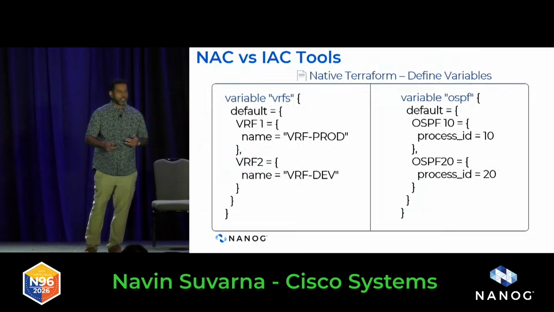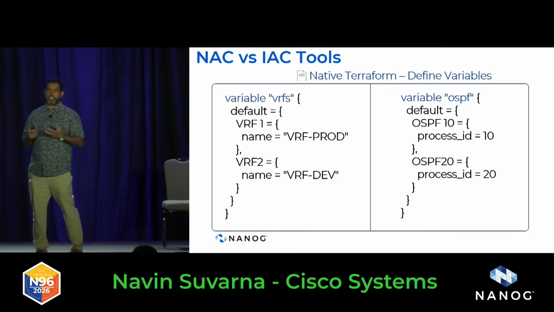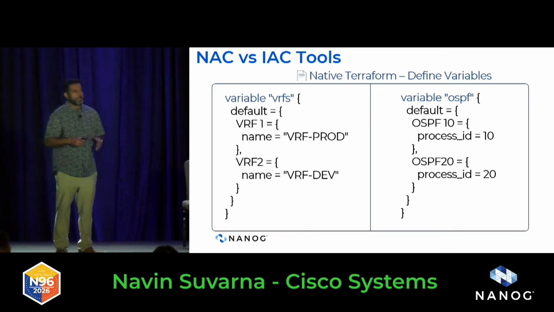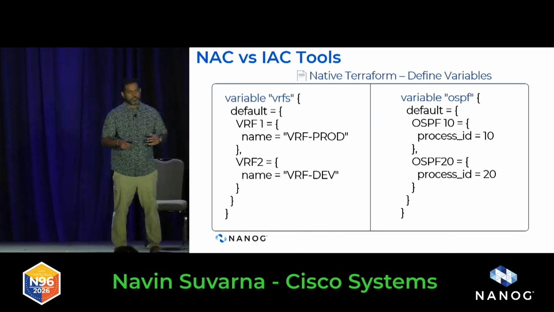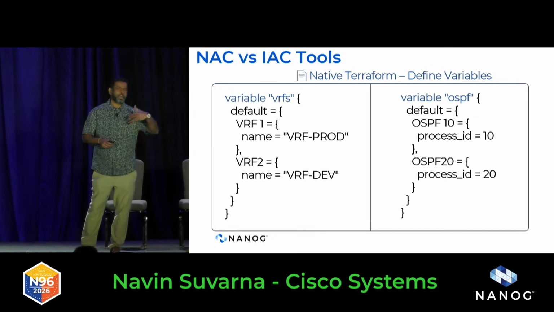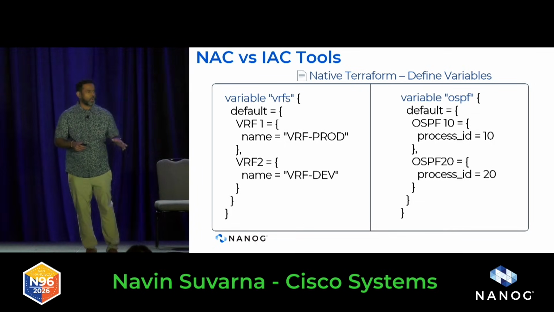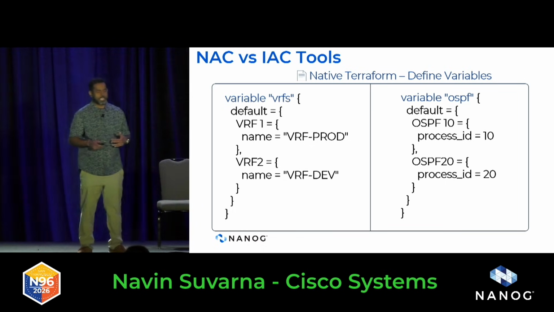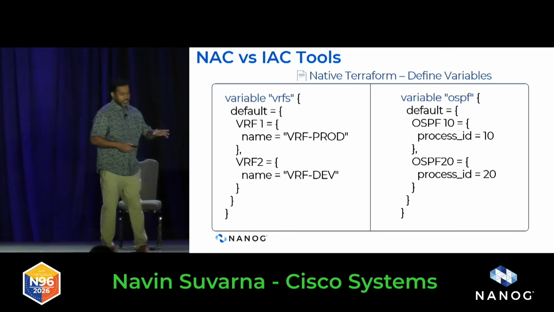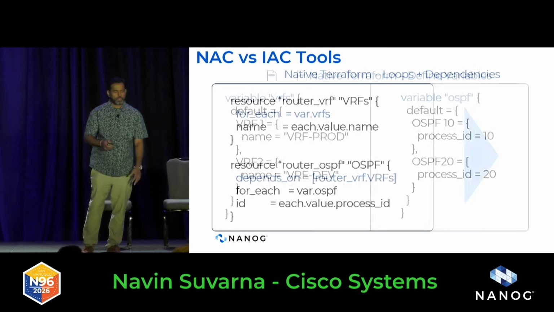Now, if I were to use Terraform natively, I would have to understand how to define my variables. In this case, I'm defining a variable for VRF and a variable for OSPF, because I have multiple instances of VRF or multiple OSPF process IDs that I would like to configure. So in this case, I have a VRF prod, a VRF dev, and two OSPF processes, OSPF process 10 and OSPF process 20. So the first thing, using native Terraform, is that I need to define my variables for bulk configuration.